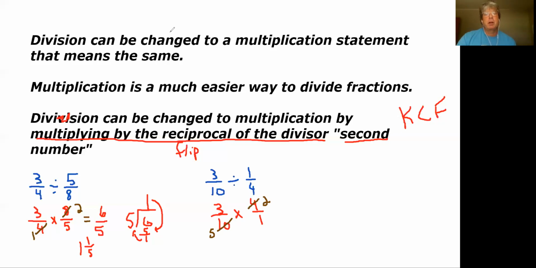And then we can kind of multiply straight across. 3 times 2 is 6, and 5 times 1 is 5. What do you know? Get the same answer, different problems, but didn't mean that to happen, and we already know then that would be the same thing as 1 and 1/5 since we've already done that work.